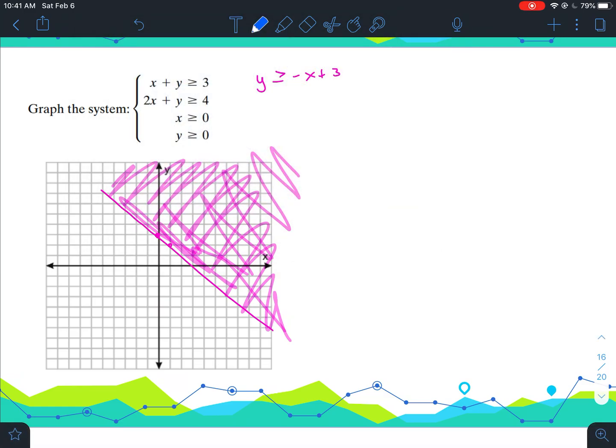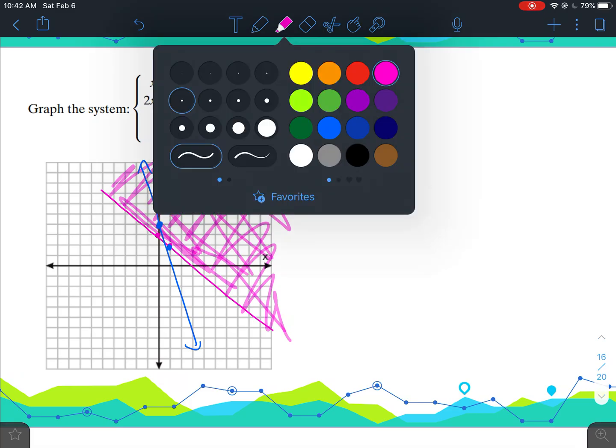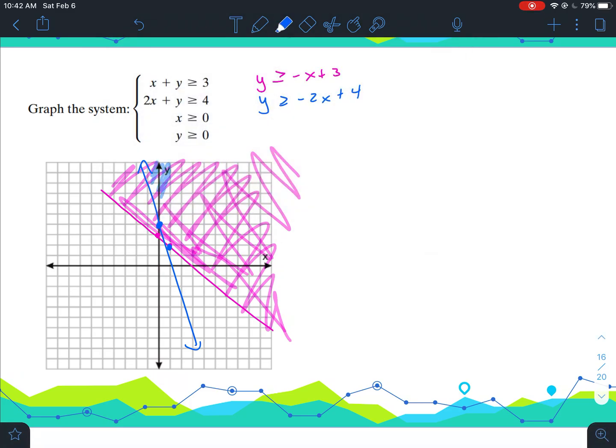And then the next one is going to be y is greater than or equal to negative 2x plus 4. So this one's going to start at 4. And we're going to go down 2 over 1. And then it's going to be a solid line. And we're going to shade above. So above that line would be here.